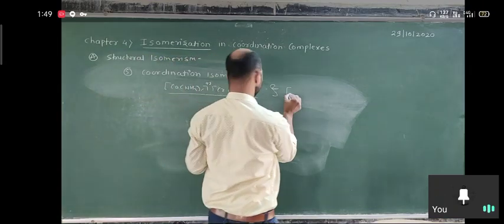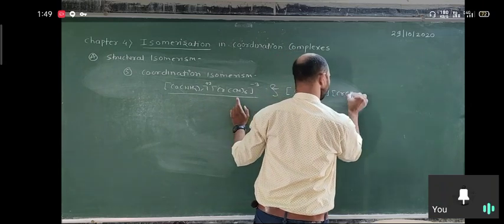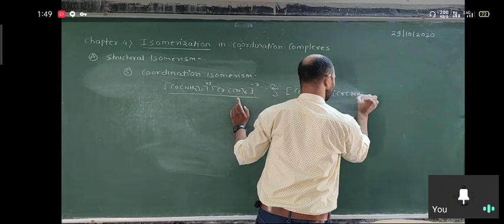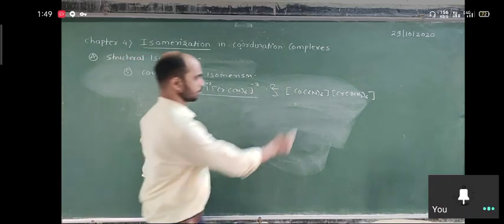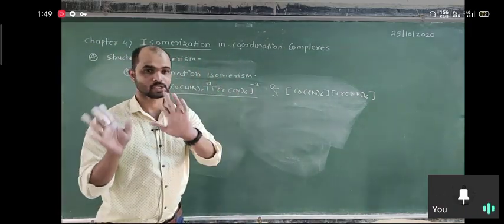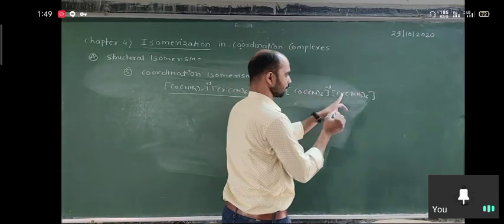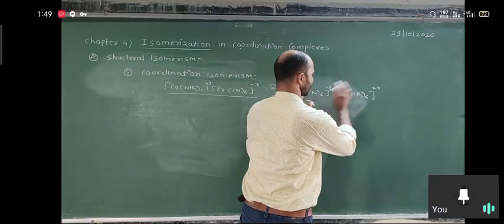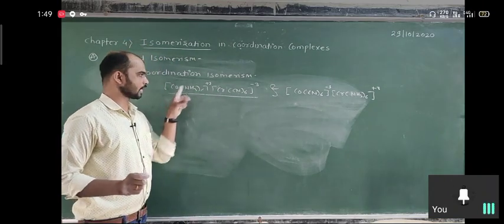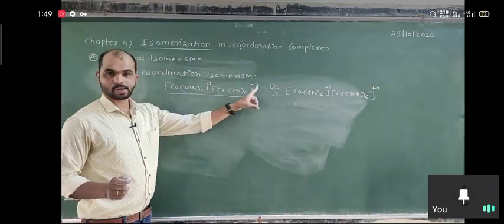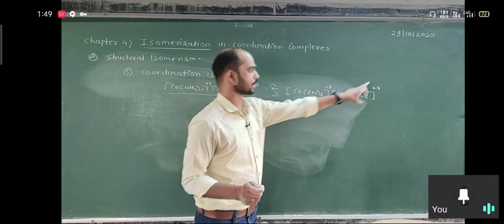But in the second case what happened? [Co(CN)6][Cr(NH3)6]. So this is the isomer. How? You know cobalt and chromium both have a +3 oxidation state. Here there is +3 and -6 charge, so this complex has -3. Here +3 and 0, so this complex has +3. So +3 and -3 make it neutral. But what is the difference? In the first case, cobalt is in the cationic part and chromium is in the anionic part. But here cobalt is in the anionic part and chromium is in the cationic part.